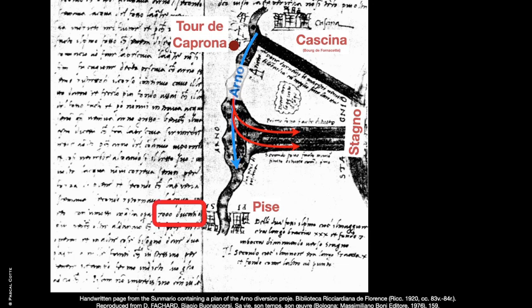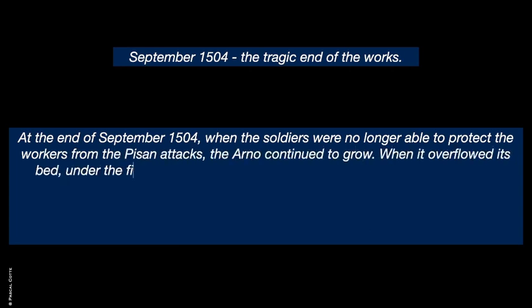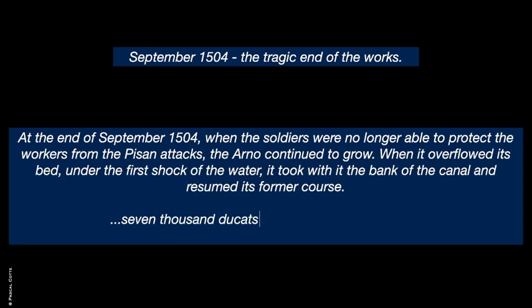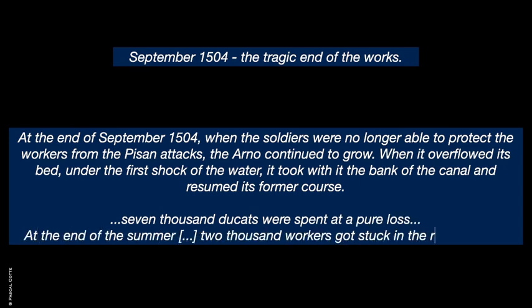In the same manuscript, we learn that the cost of the work amounted to over 7,000 ducats. At the end of September 1504, when the soldiers were no longer able to protect the workers from the Pisan attacks, the Arno continued to grow. When it overflowed its bed, under the first shock of the water, it took with it the bank of the canal and resumed its former course. 7,000 ducats were spent at a pure loss. At the end of the summer, 2,000 workers got stuck in the river bed.